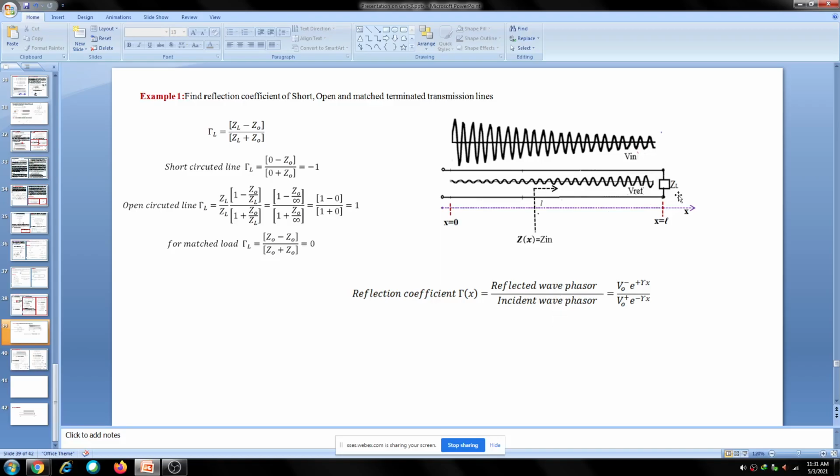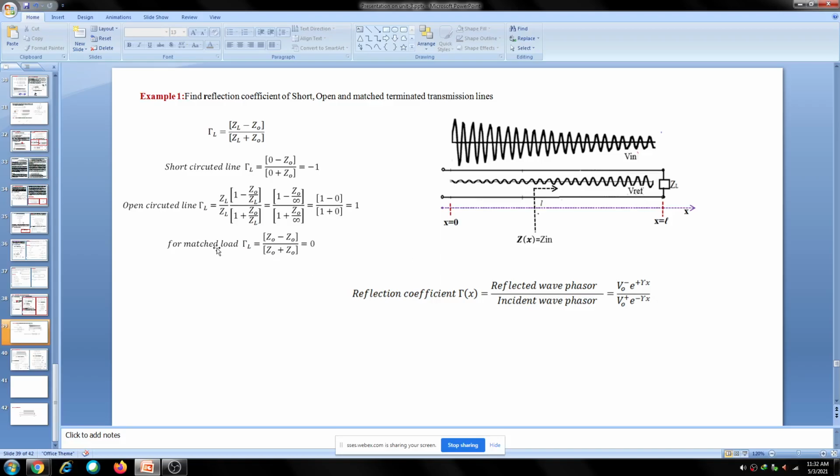The amplitude of this reflection coefficient, how much reflects back, depends upon ZL, and the phase also depends upon ZL. If a different value of ZL is given and you substitute it, you will get a different value. So for open circuit and short circuit, the reflection magnitude is 1, and the entire wave will reflect back. If it is a short circuit, it reflects with a 180 degree phase difference.